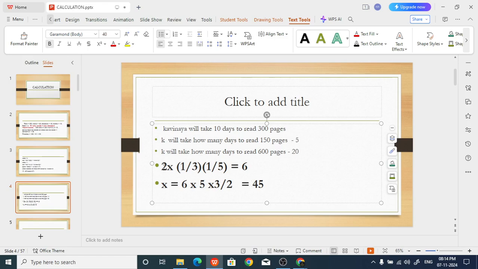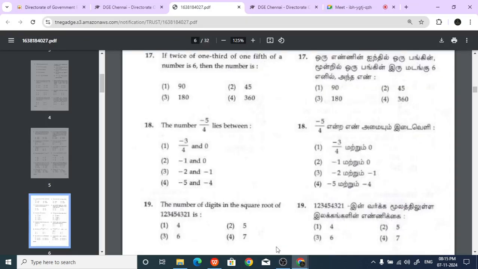See, how did I write this? You read the question once again. If twice of 1/3 of 1/5 of a number. So that is what I have done. I have taken the number as x. For twice I put 2x. 1/3 means into 1 by 3, 1/5 means into 1 by 5, equal to 6. Then from that I wanted to find x, that is 45.